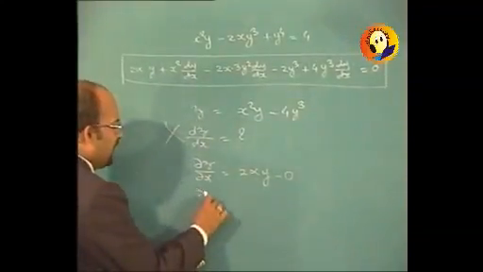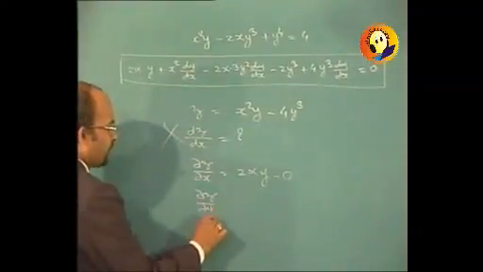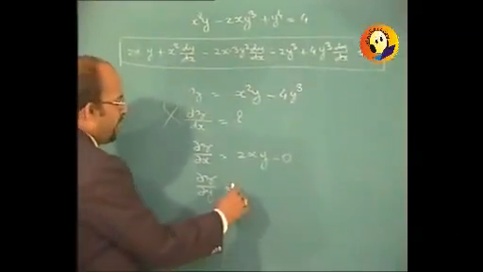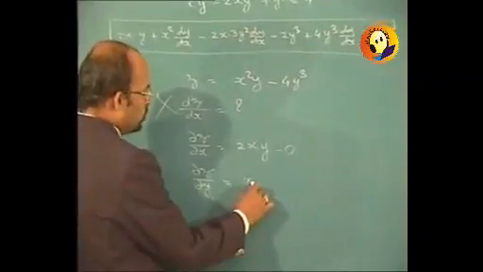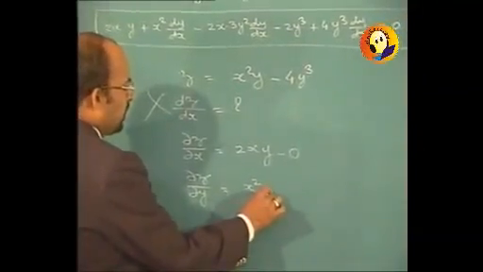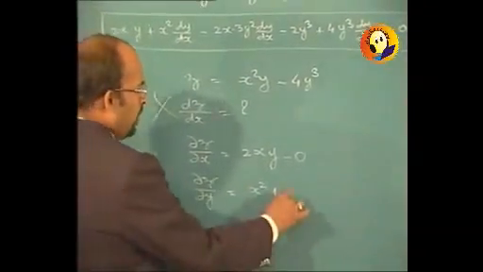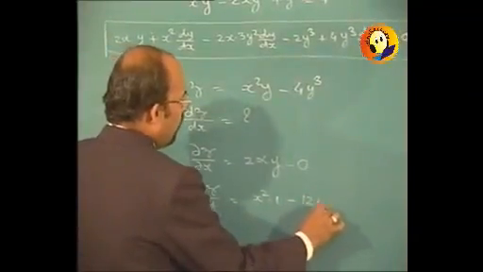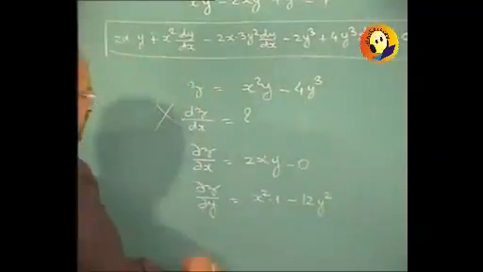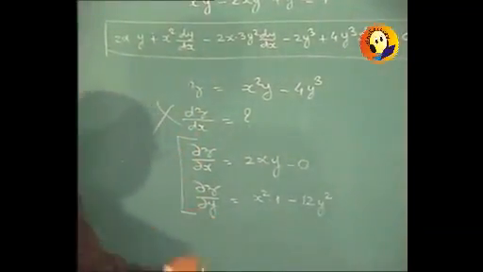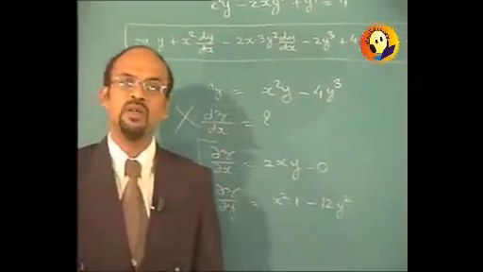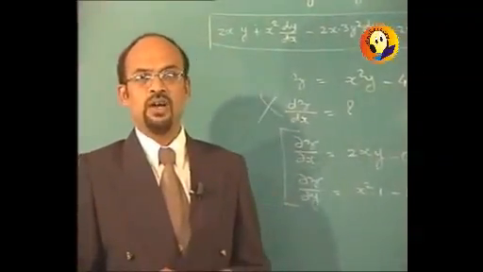Similarly, we can find ∂z by ∂y, where we will be differentiating with respect to y and treating x as constant. So in the first term x square is constant, differentiation of y is 1, and minus 4y cube is differentiated as 12y square. So if terms like ∂z by ∂x or ∂z by ∂y are involved, then the equation will be called a partial differential equation.